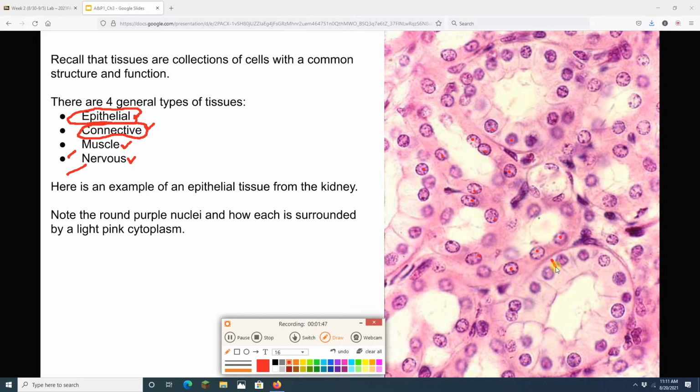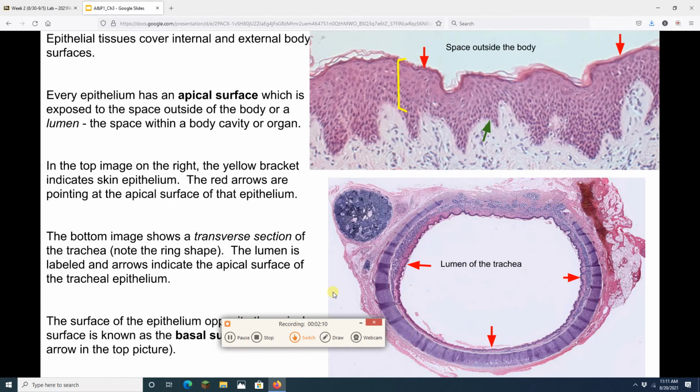On some of the cells, I can kind of see the outline of the cell. Look at this guy right here. His neighbor next to him. On some of them, it's a little bit harder. But I know that I've got cells here because I'm seeing these purple nuclei. I'm seeing the light pink cytoplasm around them. So this is some epithelial tissue. And we'll look more at this exact epithelial tissue in a bit.